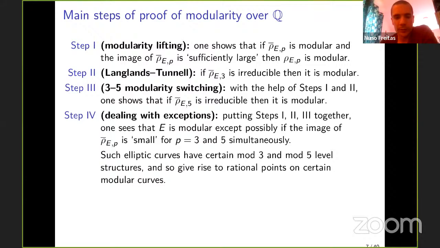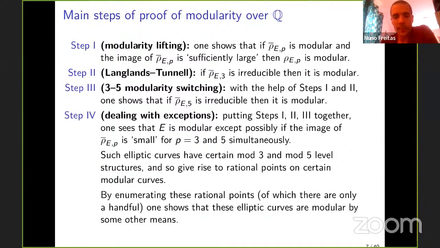And we know, as we'll see, that elliptic curves like this will give rise to rational points on certain modular curves. And then we enumerate those rational points. There should be just a few of them. And then for those we find, we need to justify that these elliptic curves are modular by some other reason, by other arguments. And then we have covered every elliptic curve.